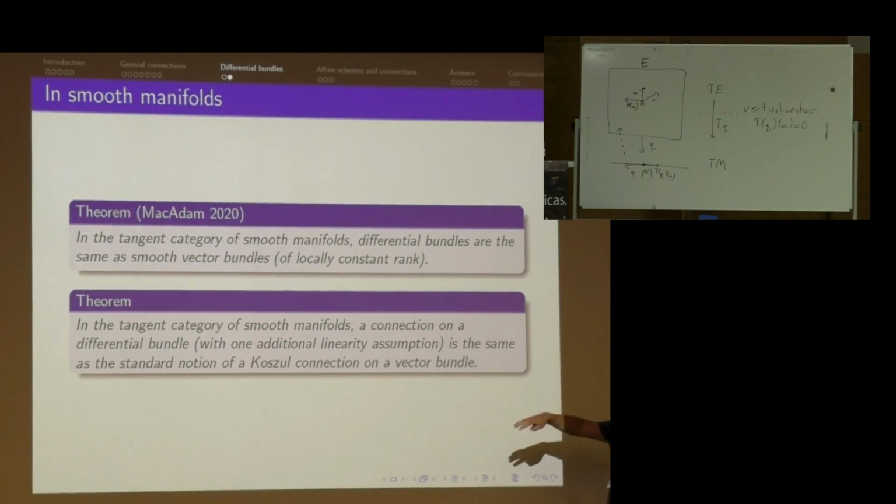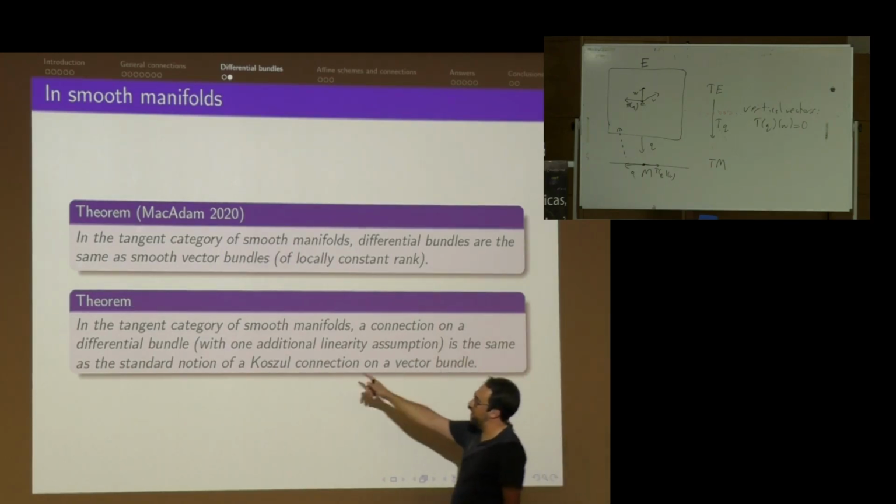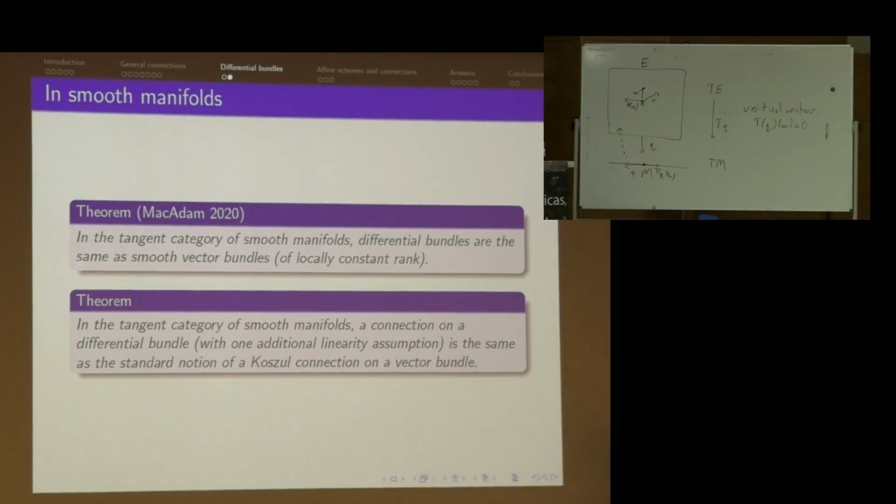But it turns out that differential bundles in smooth manifolds are exactly smooth vector bundles. So Robin and I knew that smooth vector bundles were differential bundles, but Ben MacAdam a few years ago showed that actually all differential bundles are smooth vector bundles. So in this category of smooth manifolds, a connection on a differential bundle, now a connection on a vector bundle, is the same thing as the standard notion of a linear connection on a vector bundle.